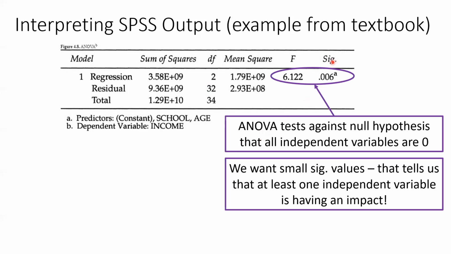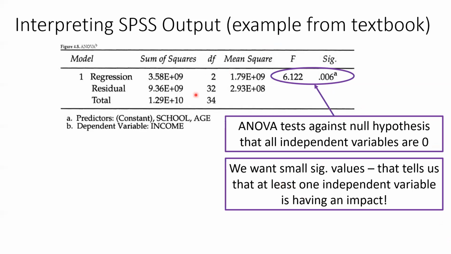Remember that a small significance is a good thing, and that if we have a significance number that is less than 0.05, that means that at least one of the independent variables is having an impact. So it's not testing the independent variables separately, it's testing the overall model. And it is telling us that in the regression model, at least one of those independent variables has an impact, that it's not zero. So that's good.